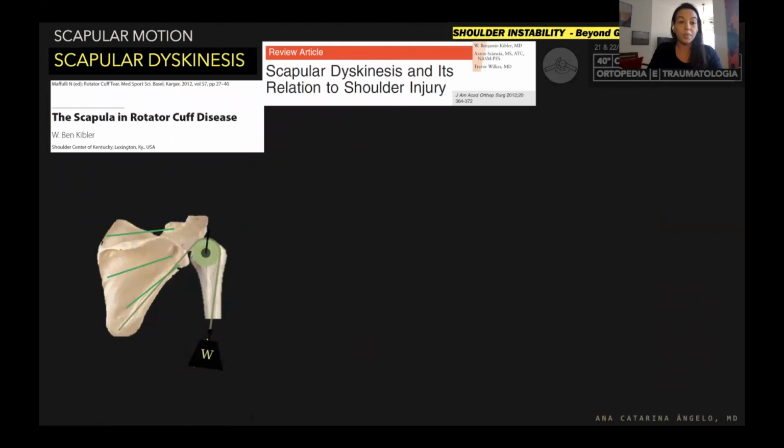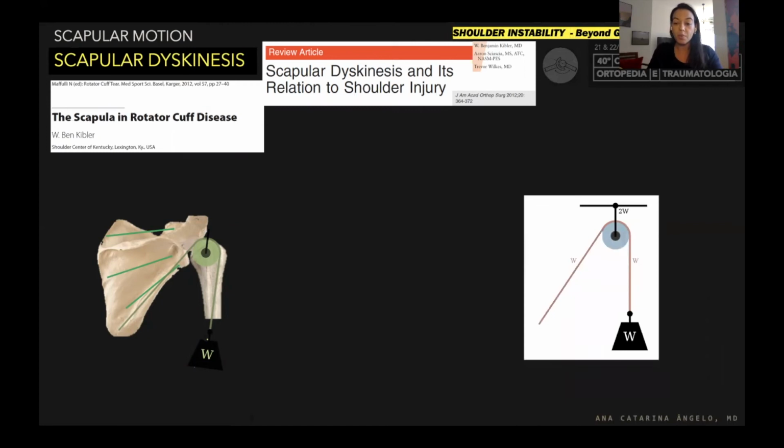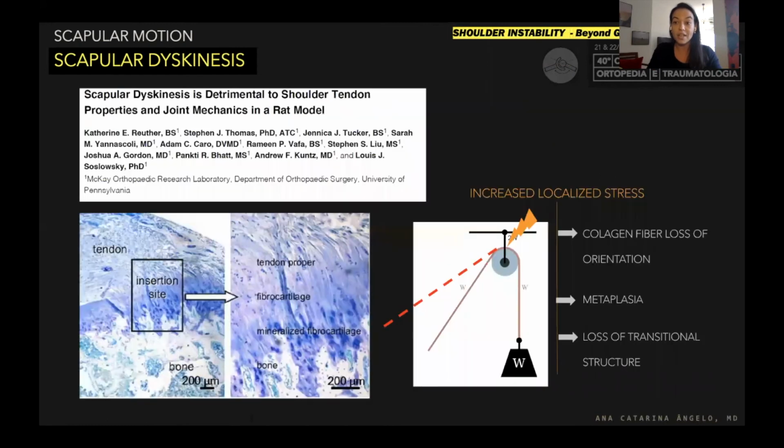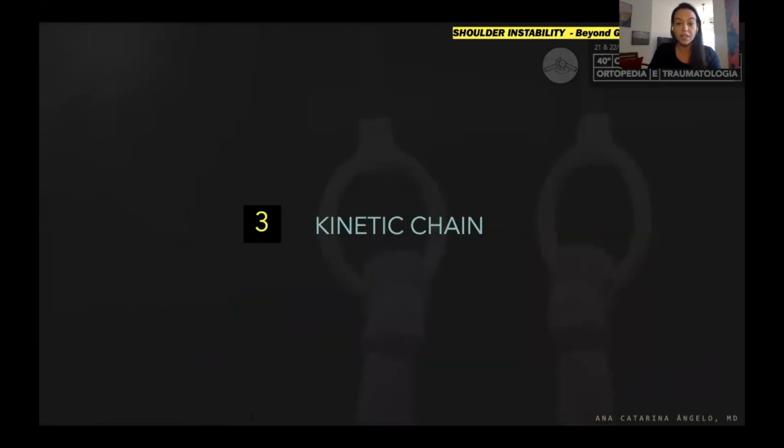So why is this important? Because the rotator cuff works as a pulley. Here you have a schematic of a pulley. When you have an alteration of the shoulder rotator cuff vectors, you have an alteration of this limb of the pulley. And the more horizontal this limb is in relation to the pulley, the more force you have to exert to lift the same weight. So this increases localized stress on our pulley, that is our rotator cuff. And we know that this leads to loss of orientation of collagen fibers, metaplasia, or loss of the transitional structure of the enthesis.